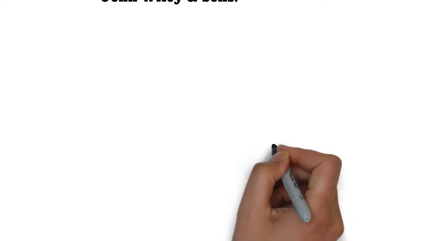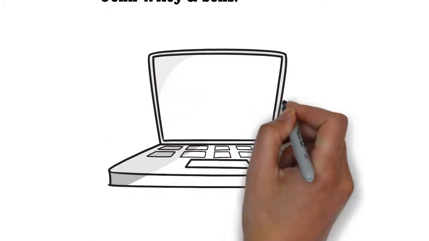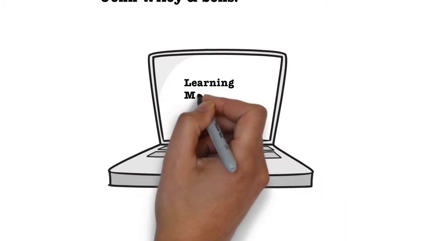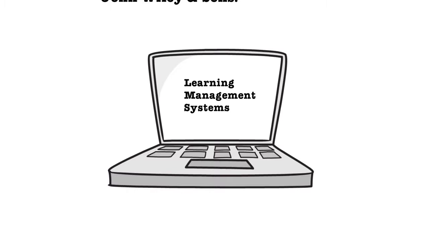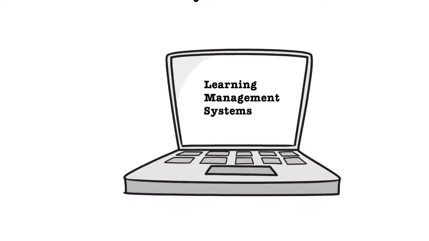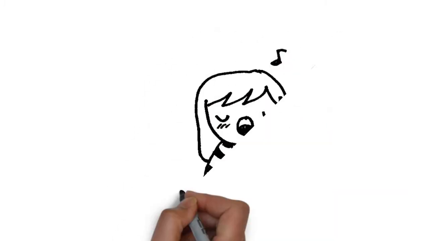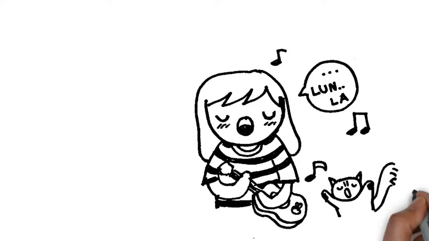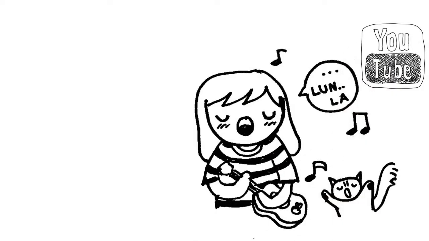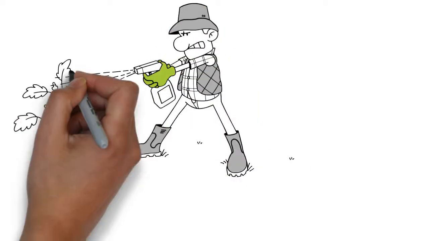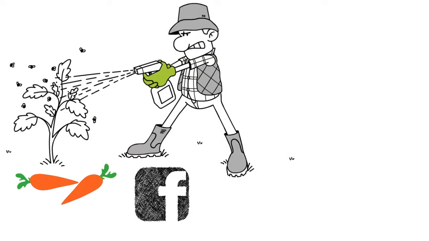Digital learning environments are everywhere. You know them as learning management systems that go by names like Blackboard, Moodle, Desire2Learn, and Canvas. Recent years have seen more diverse digital learning environments. People learn how to play the ukulele by watching YouTube videos. They learn how to grow organic veggies by joining Facebook groups.